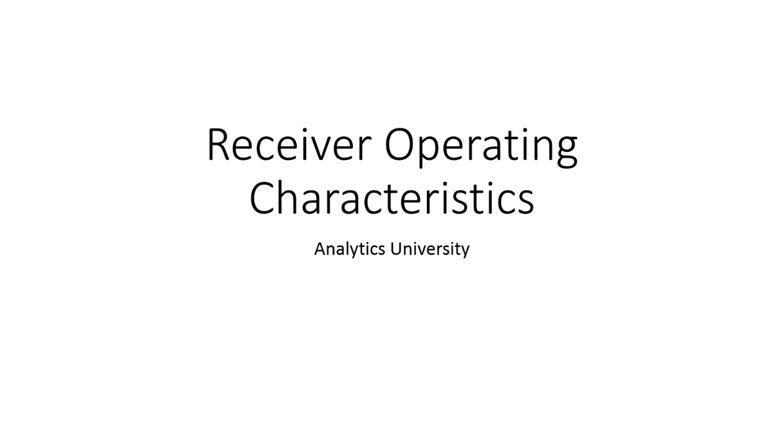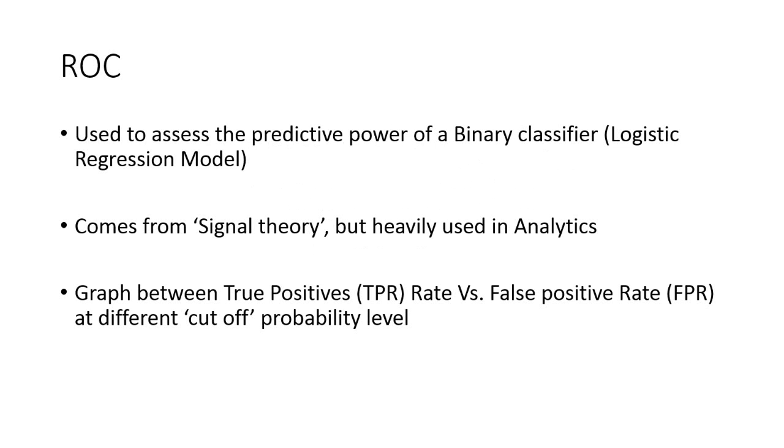In this video, we will learn about receiver operating characteristics, otherwise known as ROC in short. This is used to assess the predictive power of a binary classifier. We know that a binary classifier is a model that classifies between two values, like good or bad, loyal or disloyal, or 1 and 0.